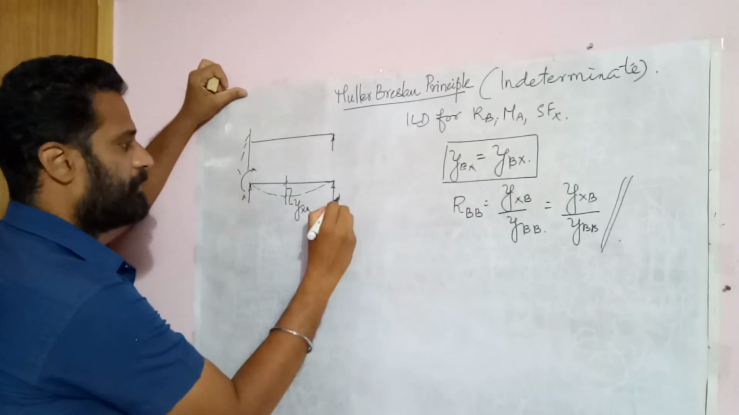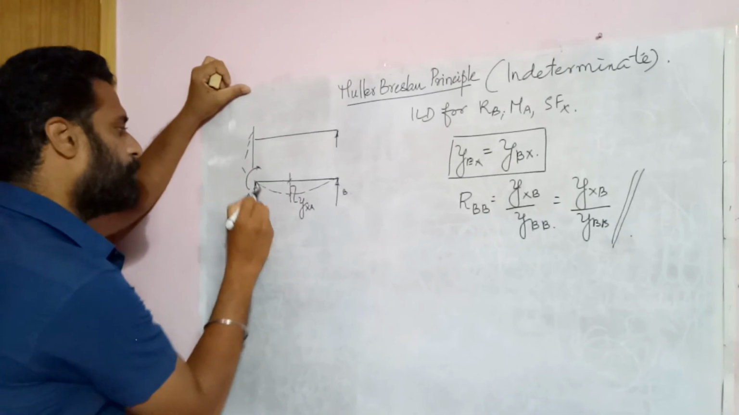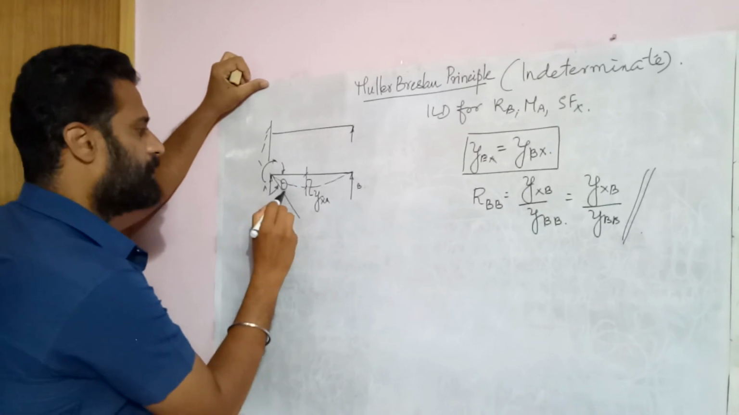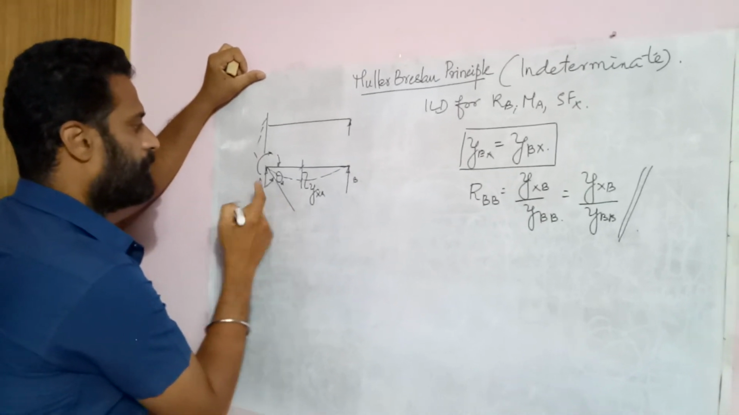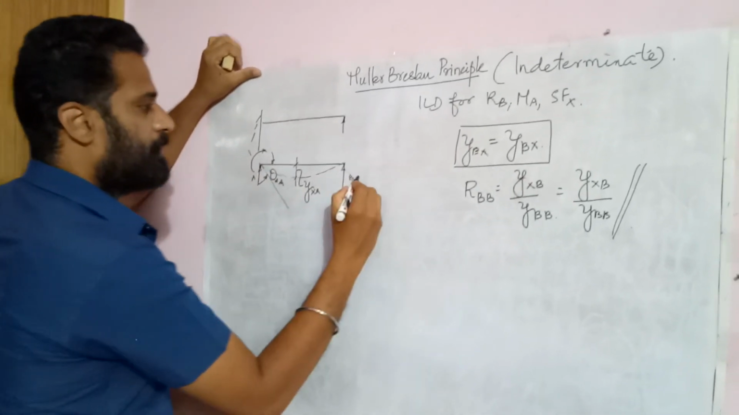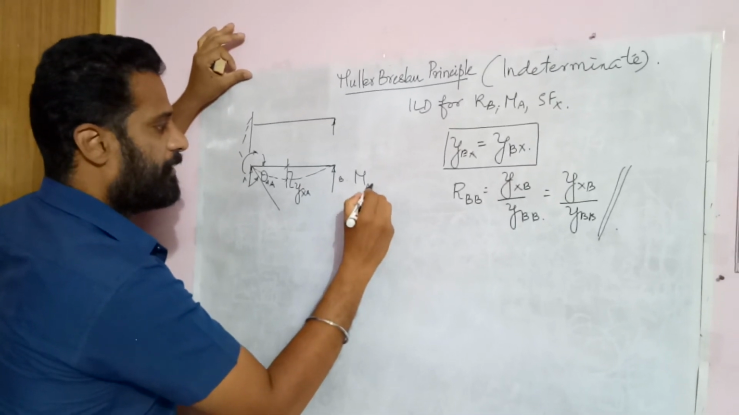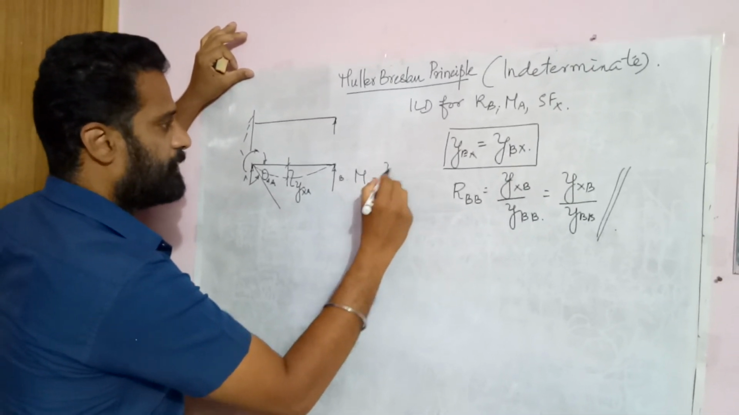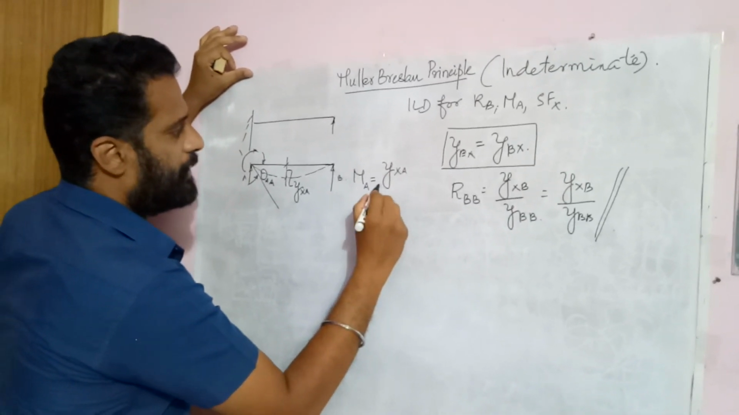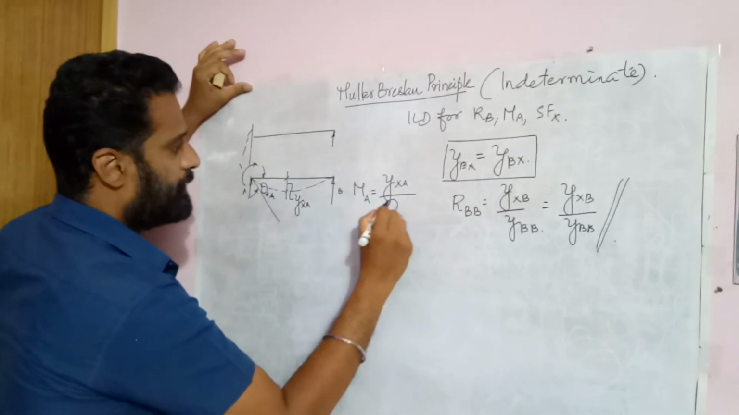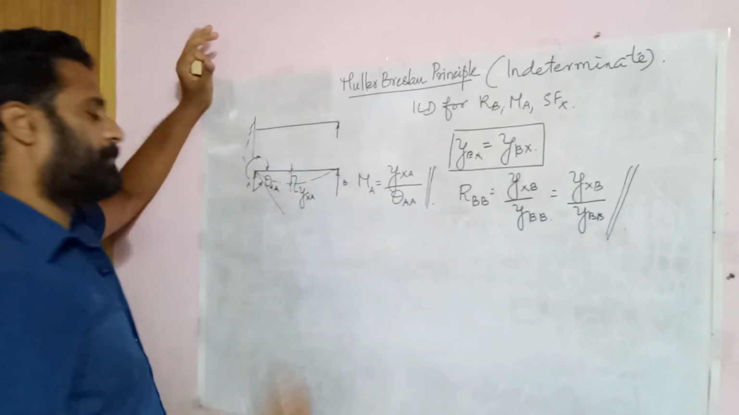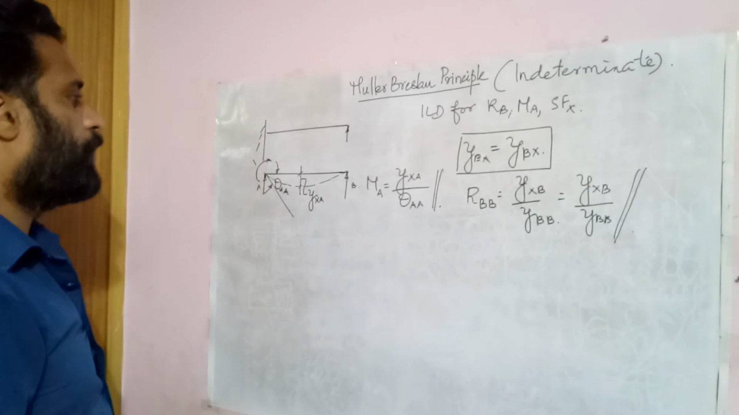See, this is A and this is B. And there is also a theta, the rotation at A due to unit load at A. Therefore the moment MA may be written as Y at X, any section, due to unit rotation at A, divided by theta at A due to unit load at A. This is the second configuration, and this is the formula for calculating the moment.